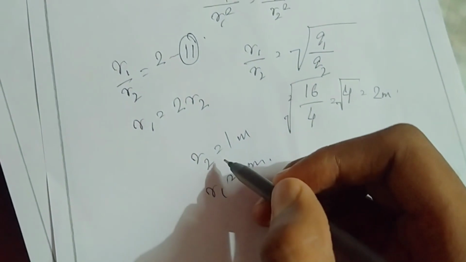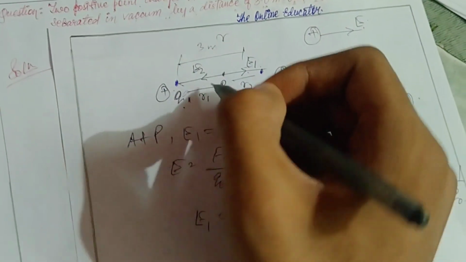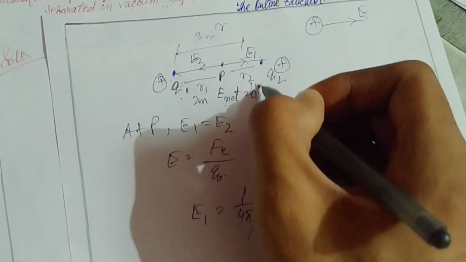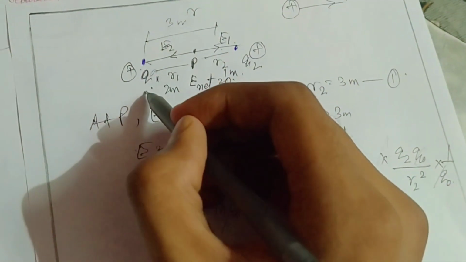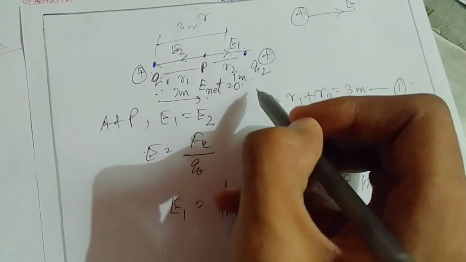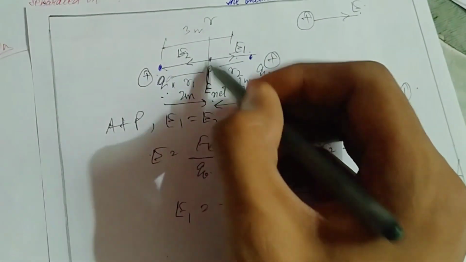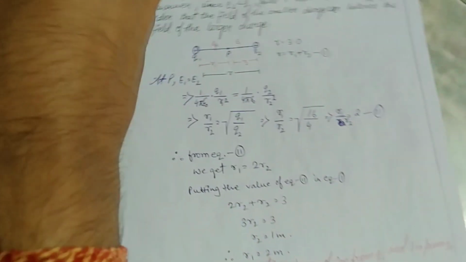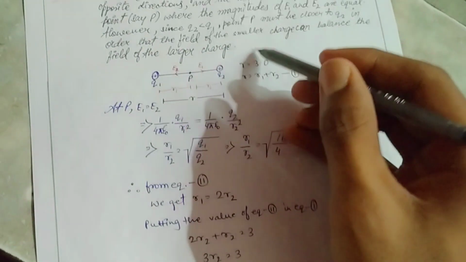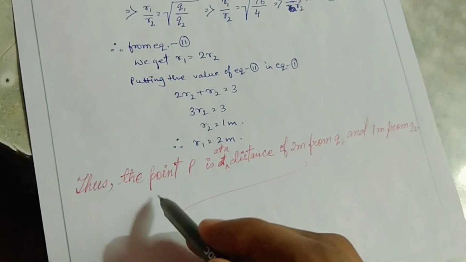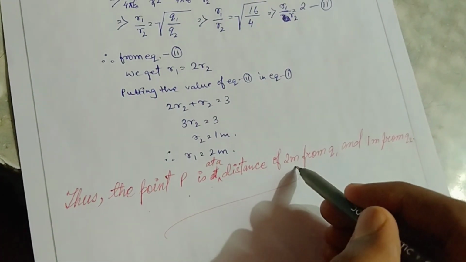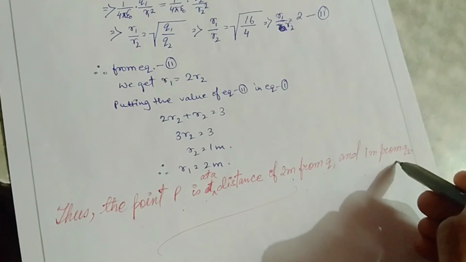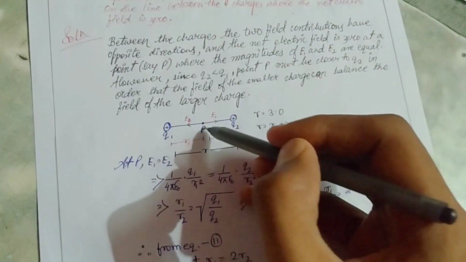So we get to know that R1 is 2 meter and R2 is 1 meter: at 2 meter from Q1 and 1 meter from Q2, at this point E is 0. This was the question. So we worked everything out and came to the answer that the point at a distance of 2 meter from Q1 and 1 meter from Q2 is where E is 0.